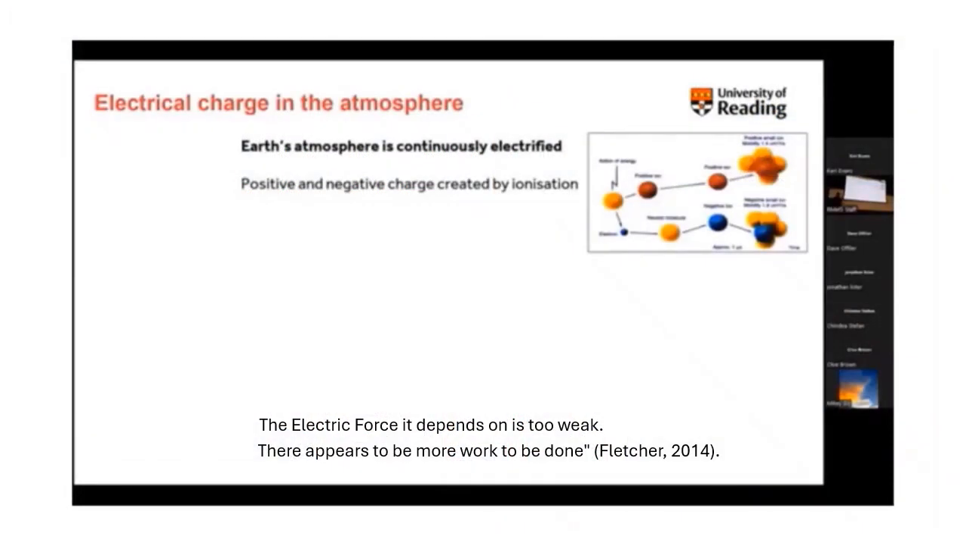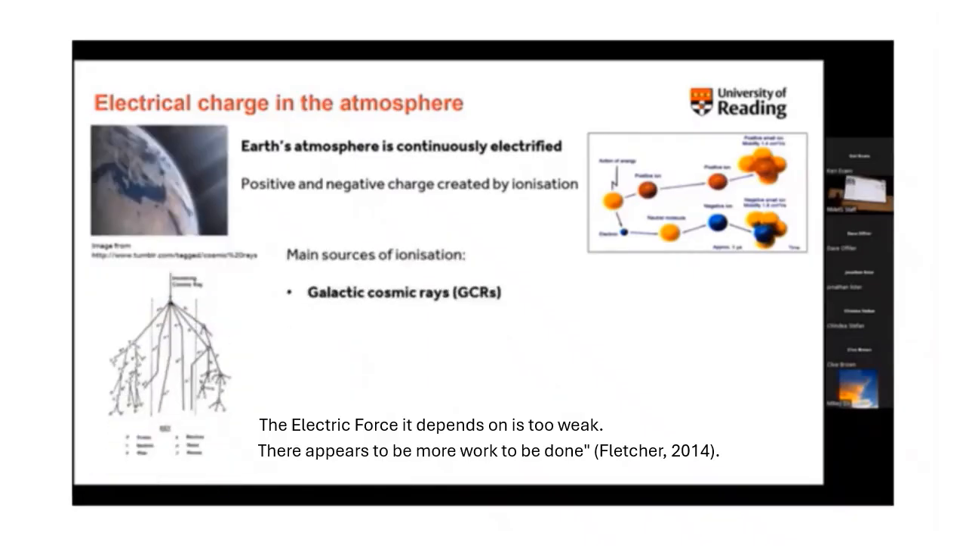So if you forget everything else I say tonight, the one thing to remember here is that Earth's atmosphere is always electrified. Normally, we just think about charge when there's thunderstorms and lightning around, but it's electrified all the time, and charge is continuously generated. And that's through a process called ionization. So positive and negative charge is created by ionization all the time.